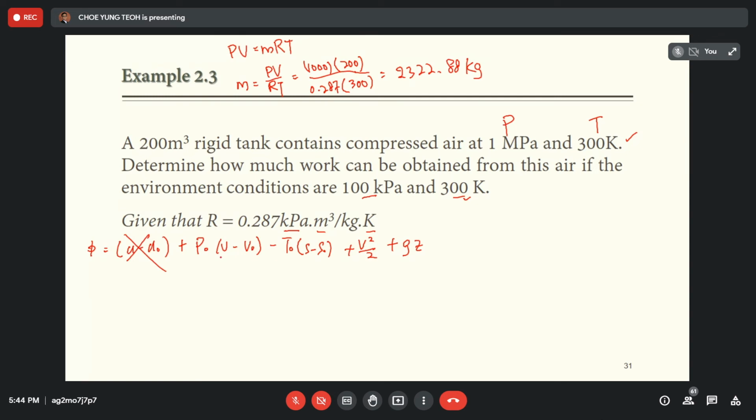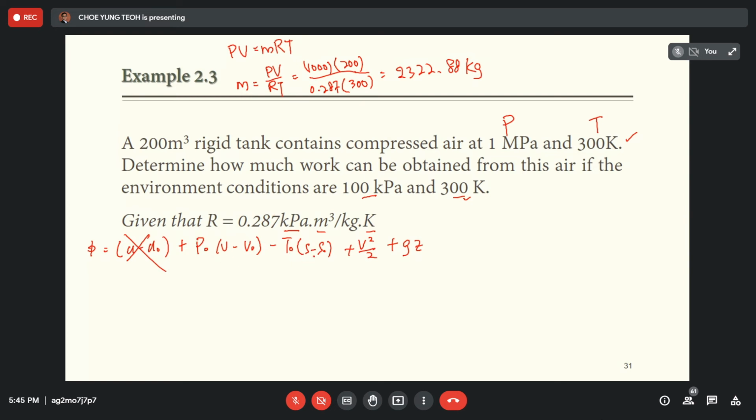Okay, the next one, work done to the surrounding. Do we have this? I think yes. Okay, or no? What do you think? Can this work done to the surrounding equal 0? We don't know yet, so we have to put it. Not stated anything, so we have to consider.